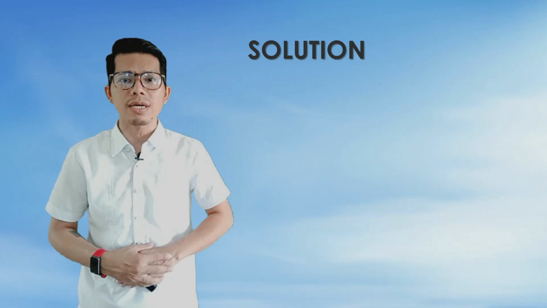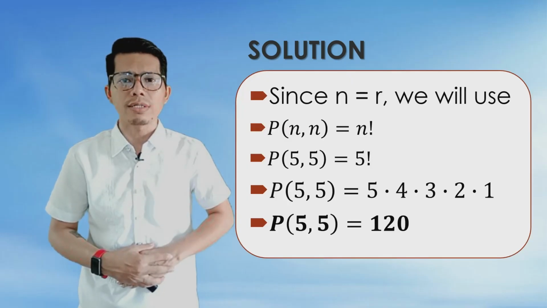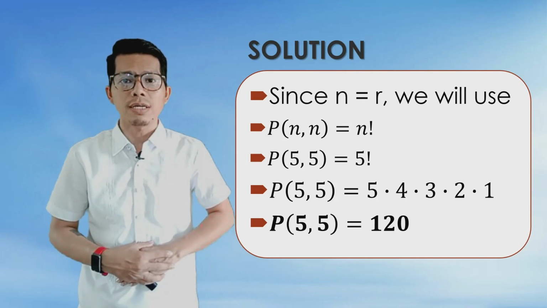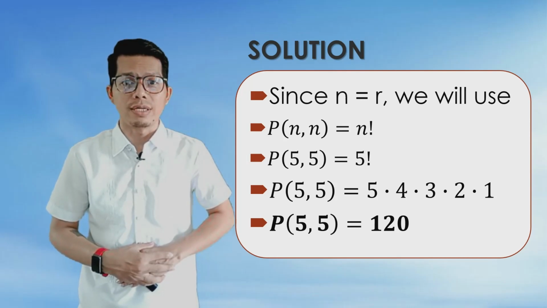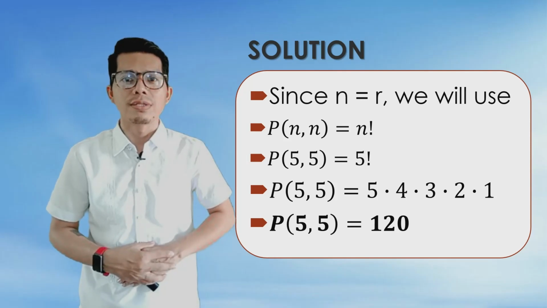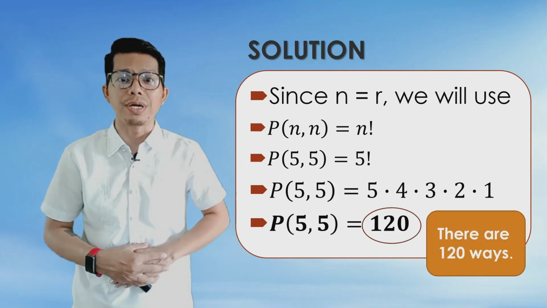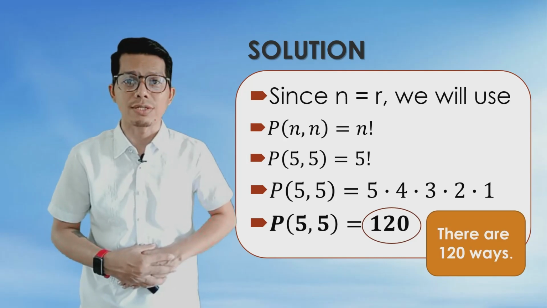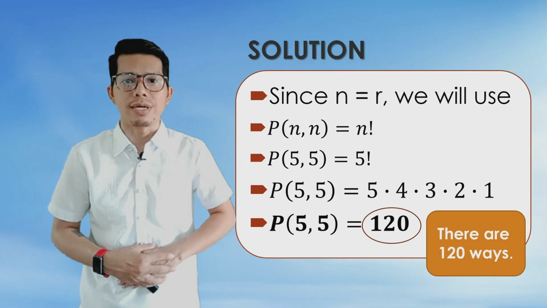Since n is equal to r, we are going to use the second formula, which is the permutation of n objects taken n at a time is equal to n factorial. And since n is equal to 5, we have 5 factorial. 5 factorial, as we have known, is equal to 120. So therefore, there are 120 ways that 5 people can be arranged in a row for picture taking.